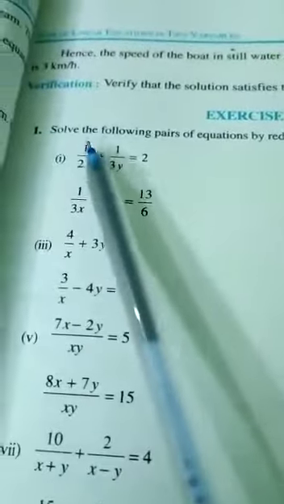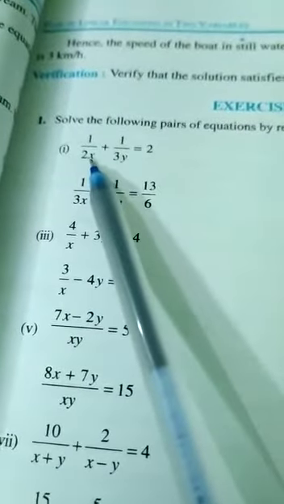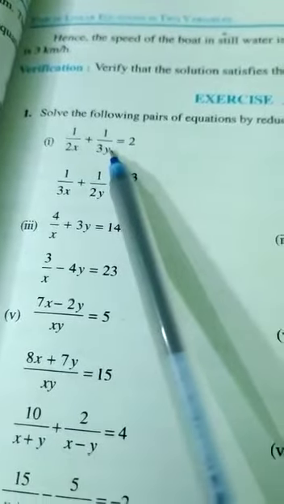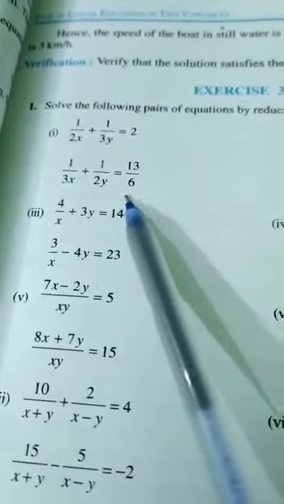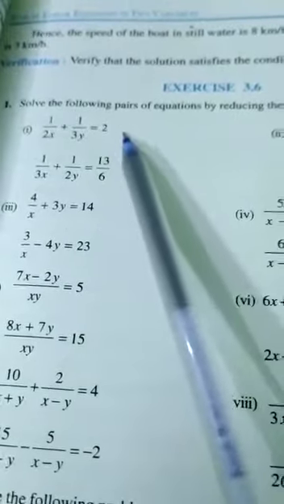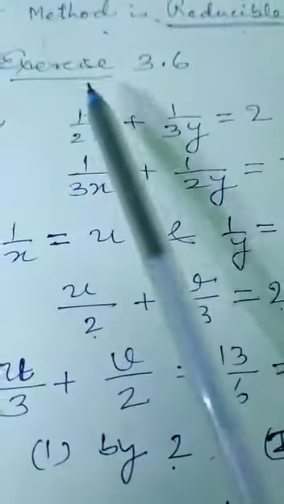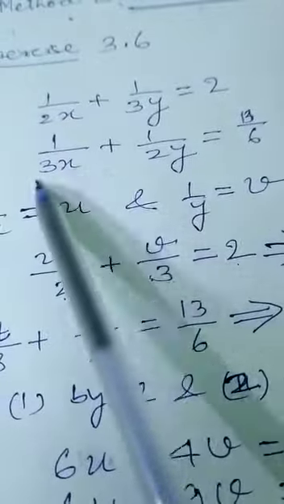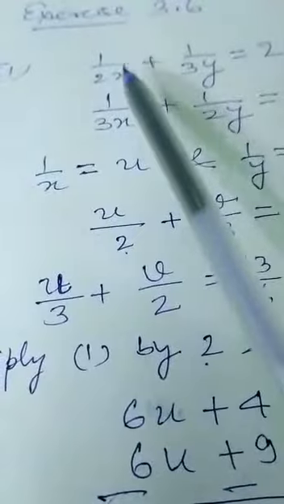Exercise 3.6, the first question: 1 by 2x plus 1 by 3y is equal to 2, where x is written in the denominator and y is written in the denominator, and 1 by 3x plus 1 by 2y is equal to 13 by 6. In such types of questions, you will put the value of 1 by x as u.